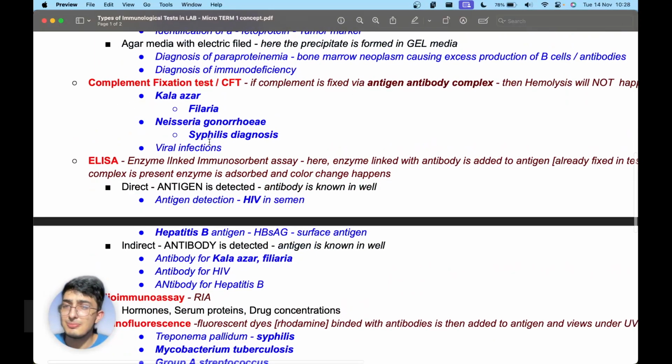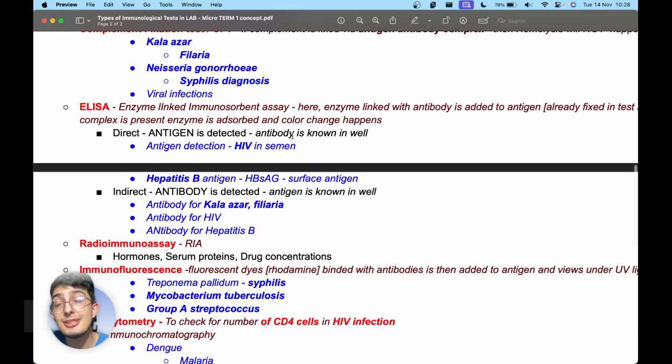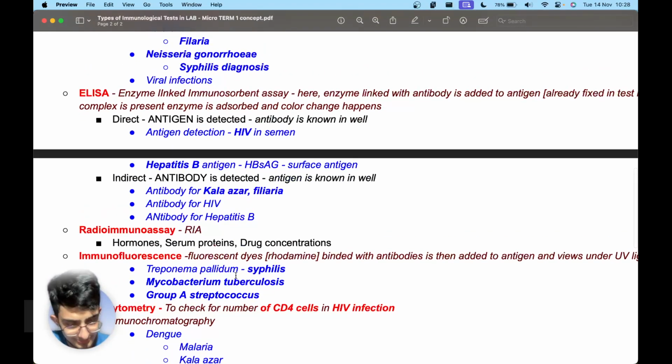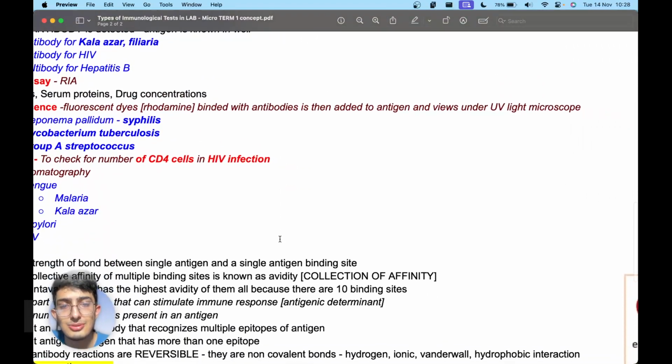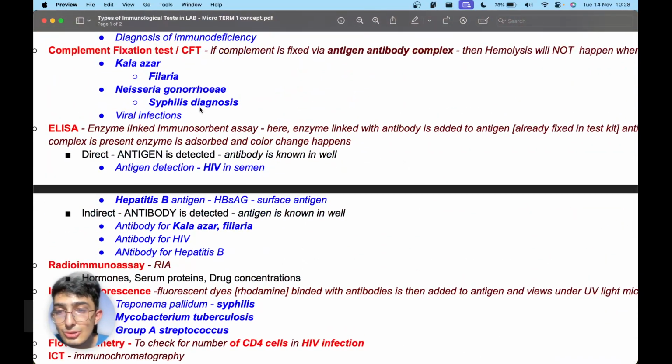Just remember these names. Now ELISA. ELISA stands for enzyme linked immunosorbent assay, right? It's a very common test to detect antigens or antibodies. I'm not going to go into the direct and indirect types because we don't have time. I'll just describe one of these types. In ELISA, the name is enzyme linked immunosorbent. So there is an immunoglobulin that is linked with an enzyme, right?